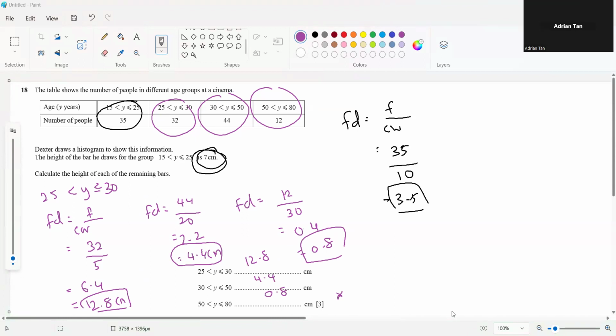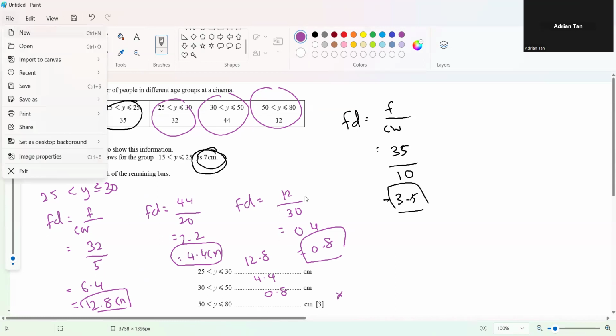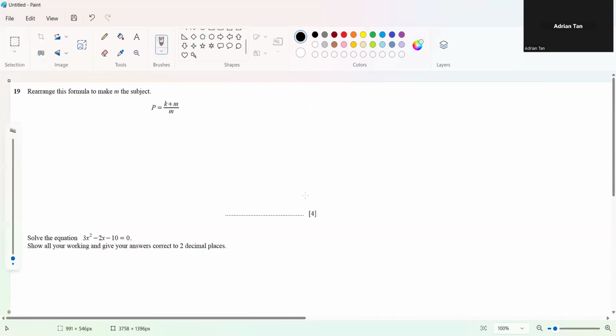So for question number 19 and 20, number 19 is a rearranging question. For our rearrangement, all we need to do is just focus on our subject. So our subject is M. So we try to focus on putting M onto the same side. First, get rid of the fractions.